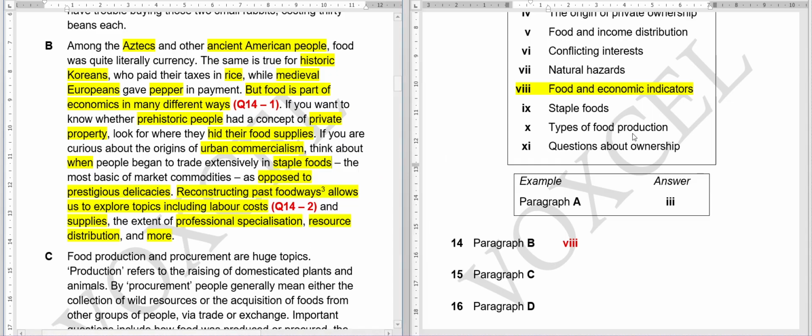Hope it is clear. 10th, types of food production. Is there any mention of types of food production? Again, no, there is no mention of this. Questions about ownership. Again, there is no mention of questions about ownership. I hope it is clear.